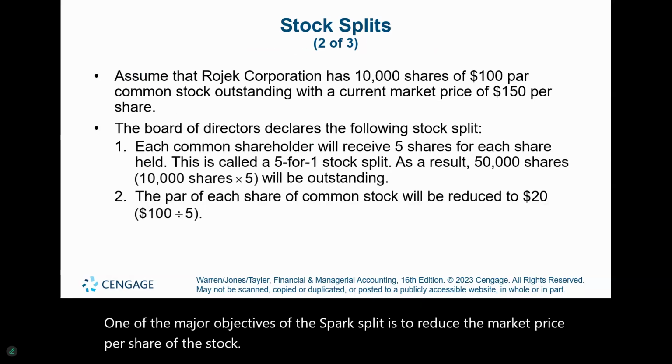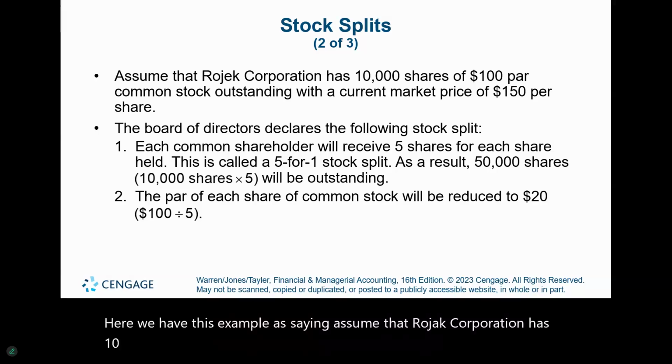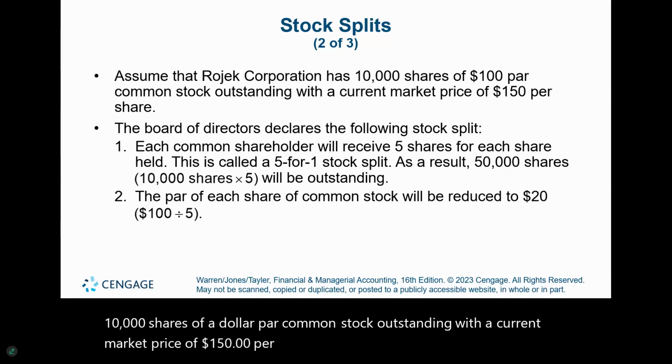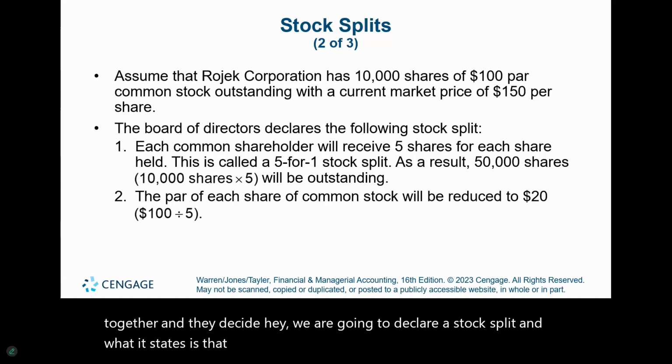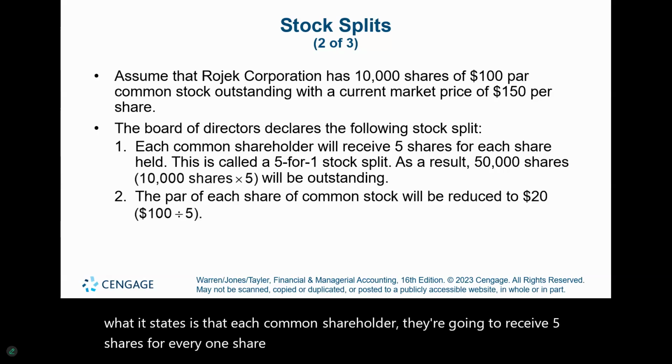Here we have this example: assume that Rojic Corporation has 10,000 shares of $1 par common stock outstanding with a current market price of $150 per share. Now, the board of directors comes together and decides, hey, we are going to declare a stock split. Each common shareholder is going to receive 5 shares for every 1 share that they have. So this is called a 5-for-1 stock split.